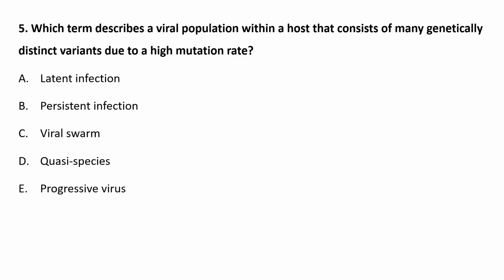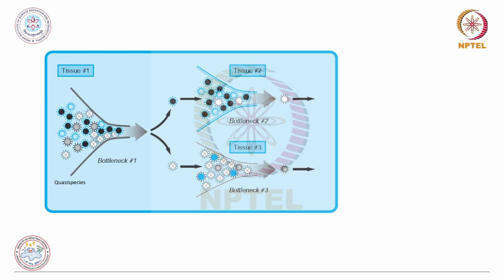Then the next question was, which term describes a viral population within a host that consists of many genetically distinct variants due to high mutation rate? These are the quasi-species that we have seen. There are multiple variants of viruses existing together. So these quasi-species are that.